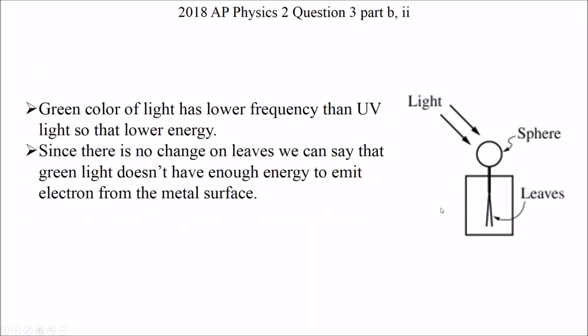In the next part, instead of using UV lights, they are using green colored light, but they see no effect. Again, from the photoelectric effect, to be able to emit electrons from a surface, you need a certain energy. That energy is directly related to frequency, and UV light has a much higher frequency than green. So green is not going to have enough energy to emit electrons from the surface, which means there won't be any change.